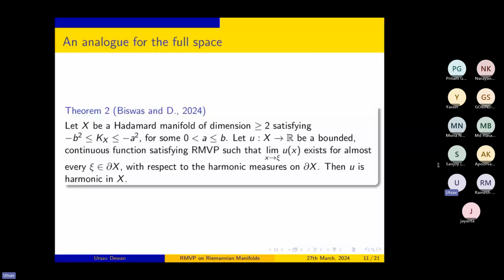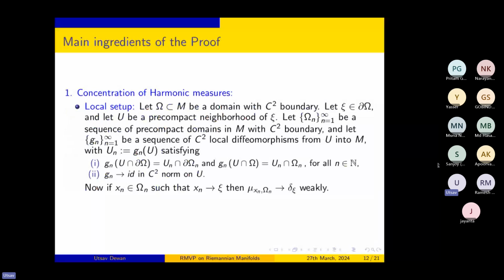Now we look at some key ingredients of the proof, and I would like to emphasize that these things are extremely trivial in the case of Euclidean spaces. As I mentioned at the very beginning, for the unit disk, the harmonic measures are simply given by the Poisson kernel, and you have an explicit expression of that. So whatever we are going to do for the next few slides is extremely easy in the case of the Euclidean unit disk, where you have explicit expressions of the Poisson kernel.